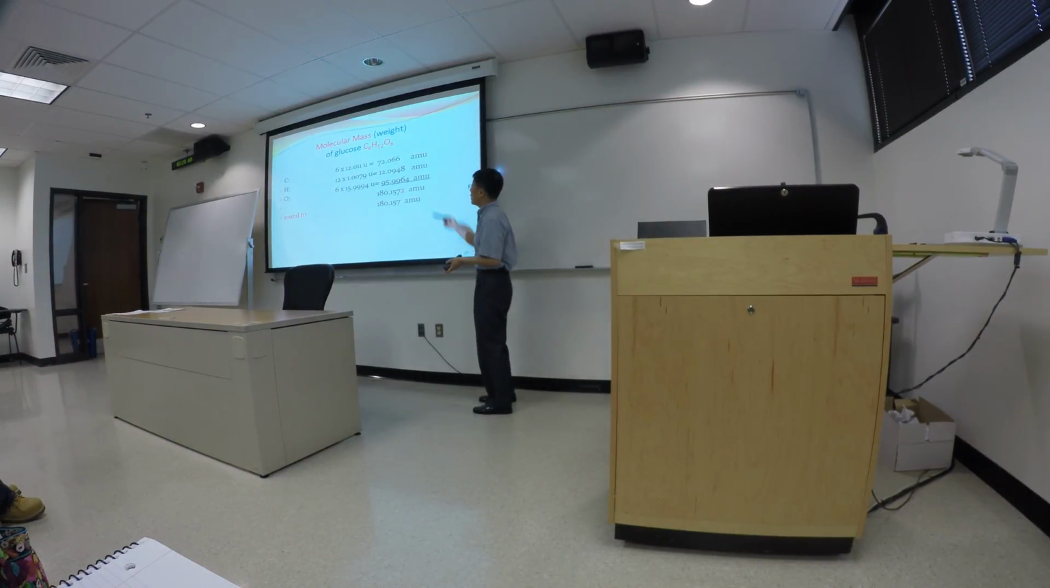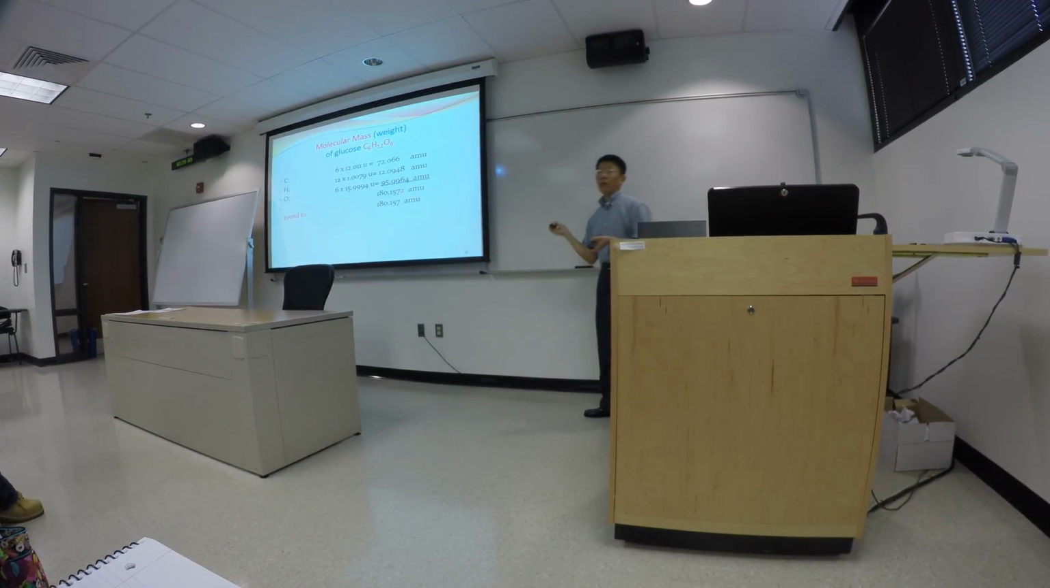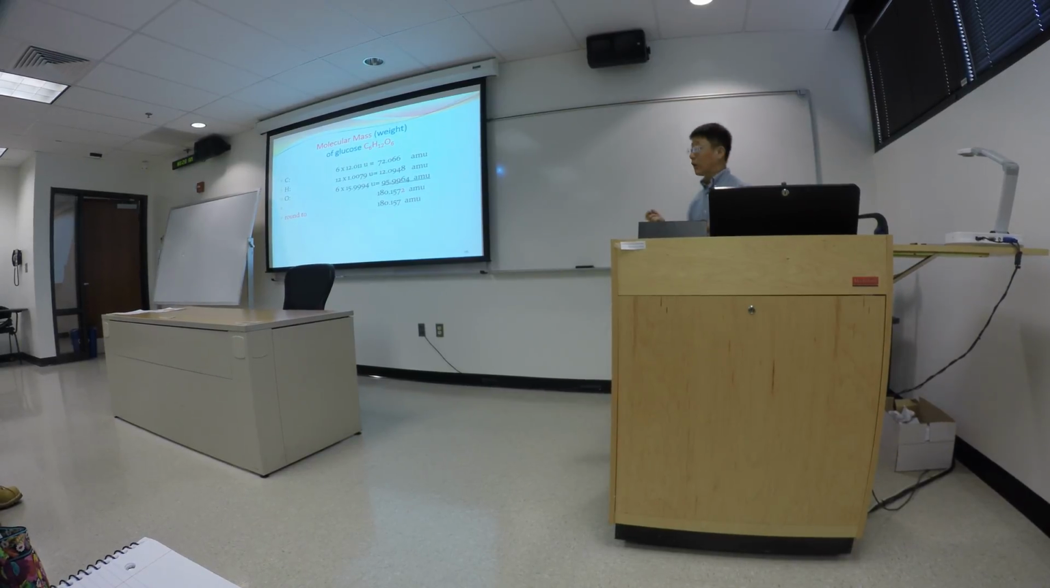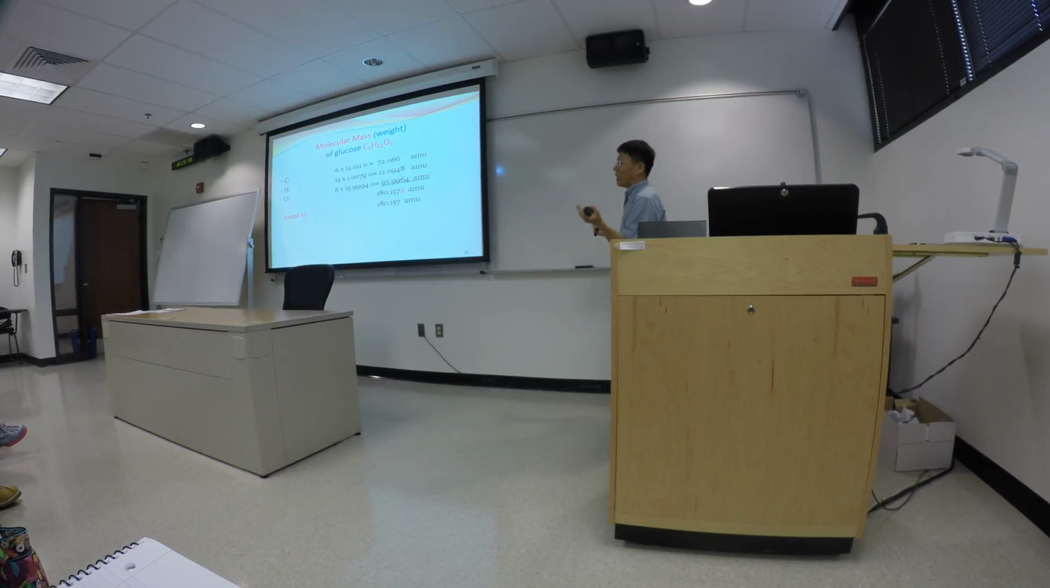Together. Okay, so that's how we determine the molecular mass or molecular weight of one molecule. Okay, a simple calculation: multiplication of the number of atoms by its atomic mass, and then you add everything together.